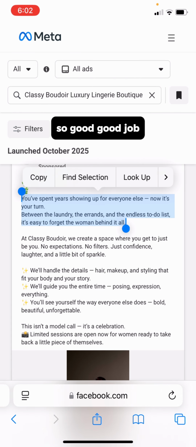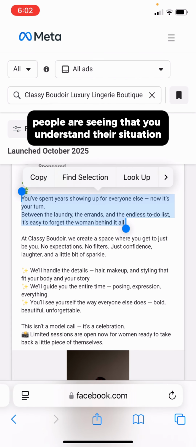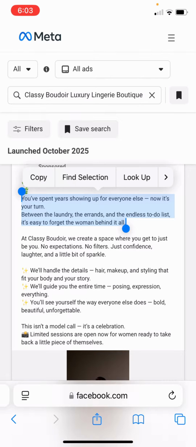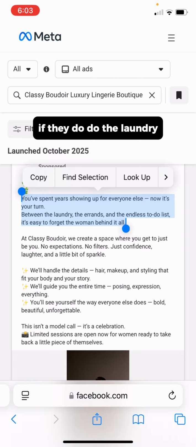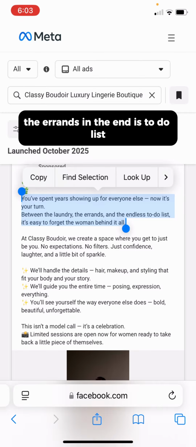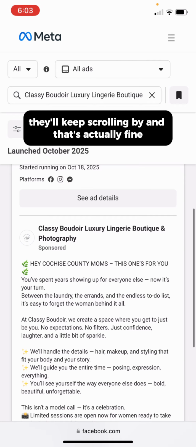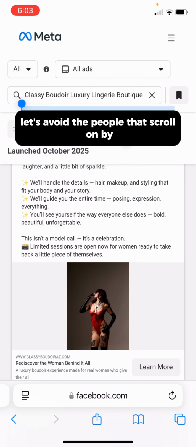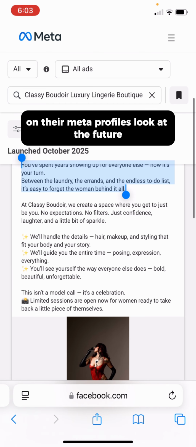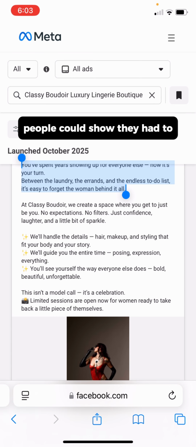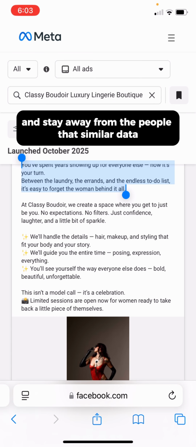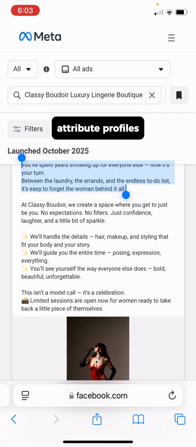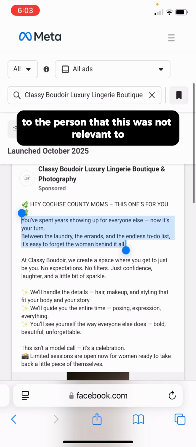So good job. People are seeing that you understand their situation. If they have been showing up for everyone else for years, if they do the laundry, the errands, and the to-do list, then they'll feel, wow, this is really for me. If not, they'll keep scrolling by. And that's actually fine, because Meta will say, okay, let's avoid the people that scroll on by, see what data points they had on their Meta profiles, look at future people who could see the ad, and stay away from the people with similar data attribute profiles to the person this was not relevant to.